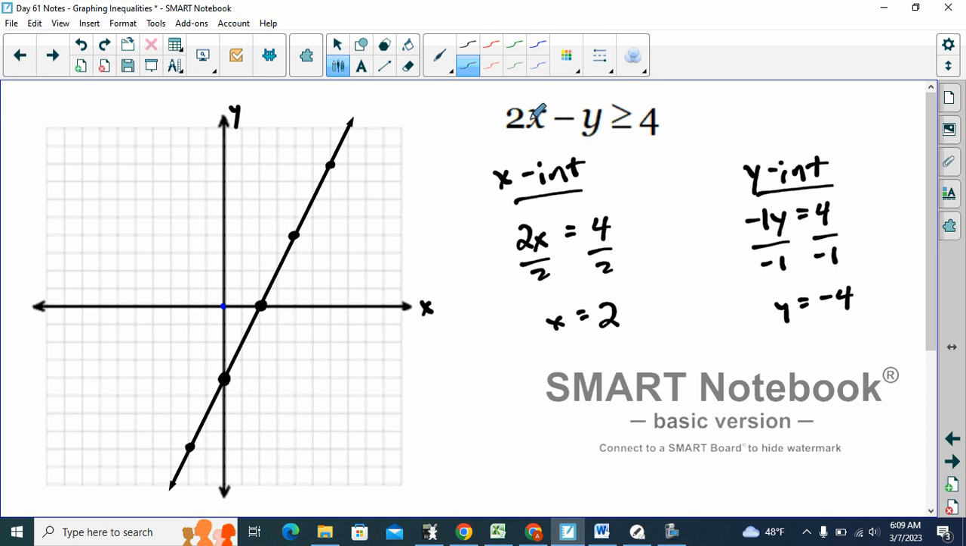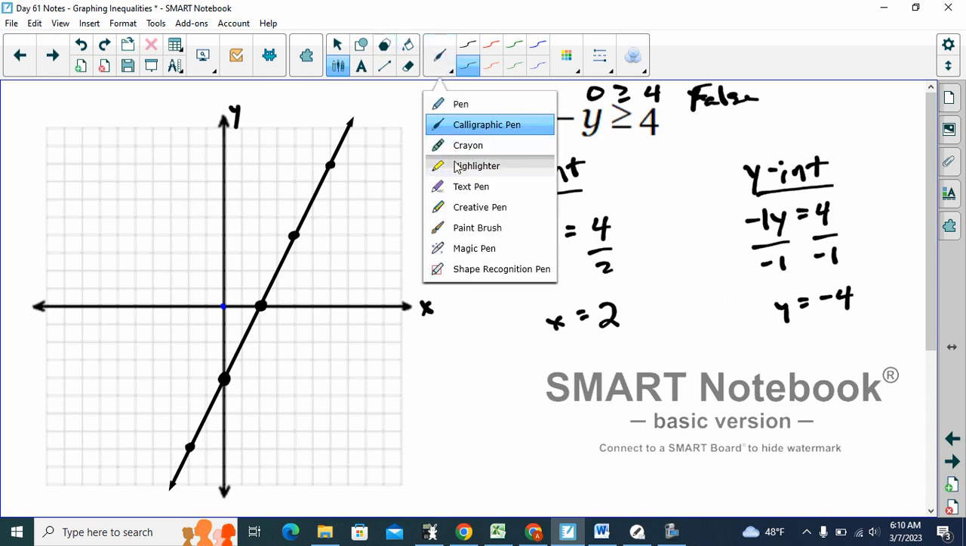So if I put 0 in for x and 0 in for y, it says 0 is greater than or equal to 4. 0 is not greater than 4. It's not equal to 4. This is incorrect. This is false. So I do not want to shade in my test point. My test point was on this side, so I want to shade in the other side.